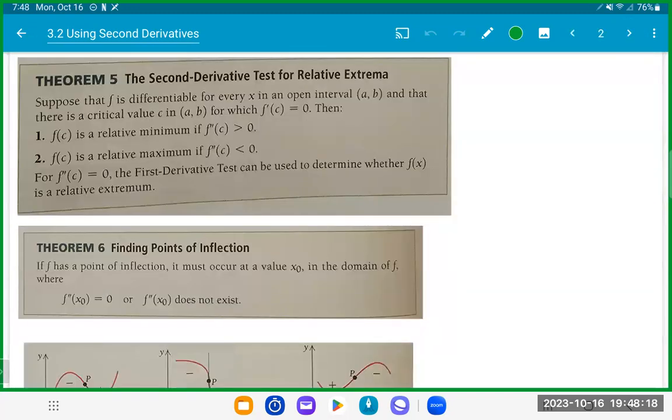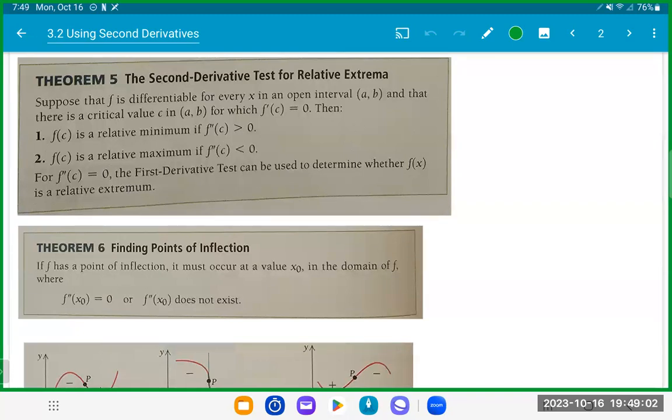And so a little bit on our second derivative test, we have that theorem there that basically tells us that if we have this critical value and we have a relative minimum, if our second derivative is greater than 0, we have a relative maximum if our second derivative is less than 0. Okay. And if our second derivative is equal to 0, then we can use our first derivative test to determine whether we have an extrema or not. Okay.